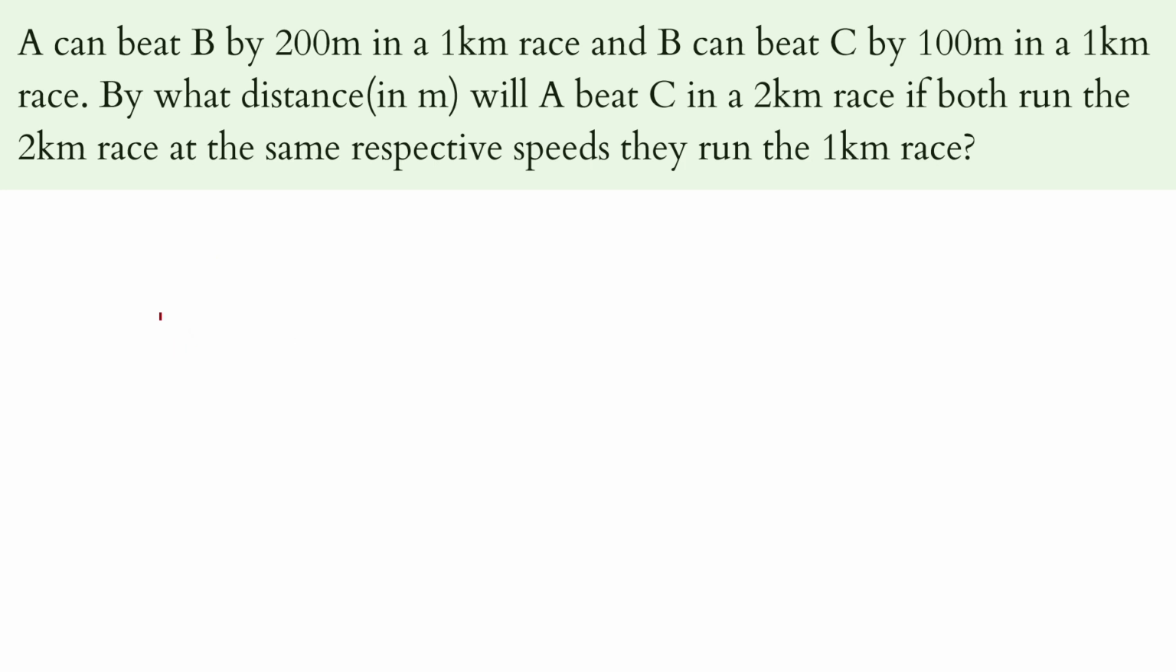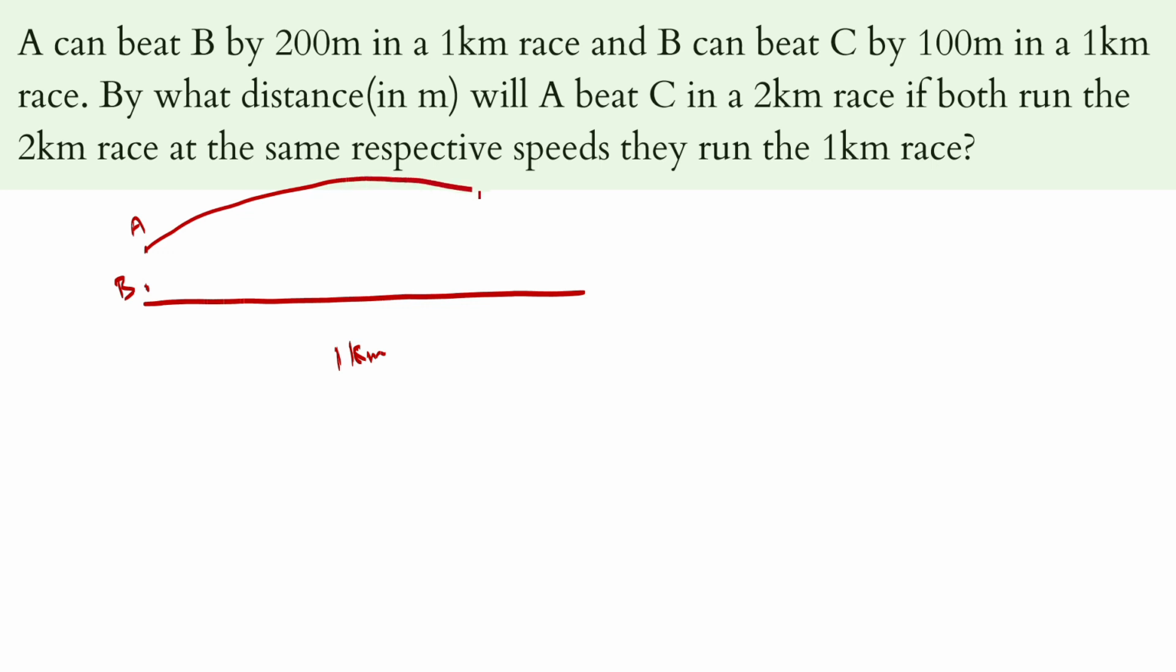Now let's solve this. This is a track. A starts from here and B starts from here, same point. Now what's the question? The question says that A can beat B by 200 meters in a 1 kilometer race. If we assume the track to be 1 kilometer, A beats B by 200 meters. So if A completes 1000 meters, that is 1 kilometer, B must have 800 meters, right? So B must be here, A must be here, and the distance between these two is 200 meters difference. So here we know that time is constant in the concept of races.